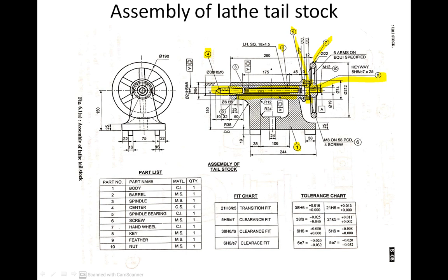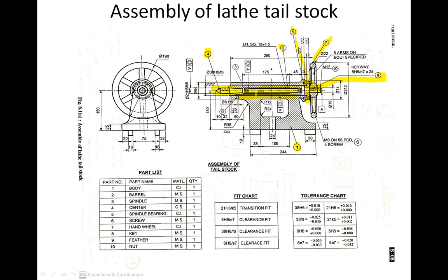The 9th part is the feather. So this is the type of key that is called a feather key. This feather key allows only sliding motion of the barrel. It will restrict the rotary motion of the barrel. It will only give the sliding motion to this barrel.